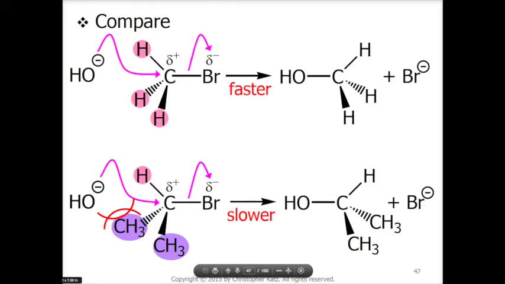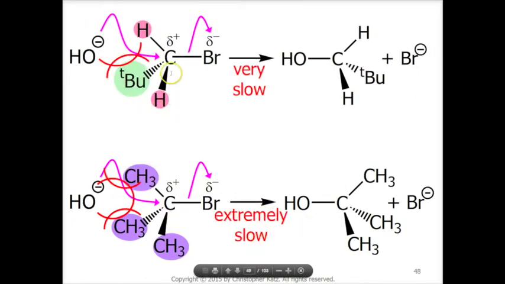And so here are a few situations to compare. Methyl versus methyl versus a secondary. You can look for yourself on that. Here's your methyl versus your secondary. Faster versus slower. Very slow here, and extremely slow here. So very slow here on your primary. It's a primary, but still, this is your neopentyl case that we had before.